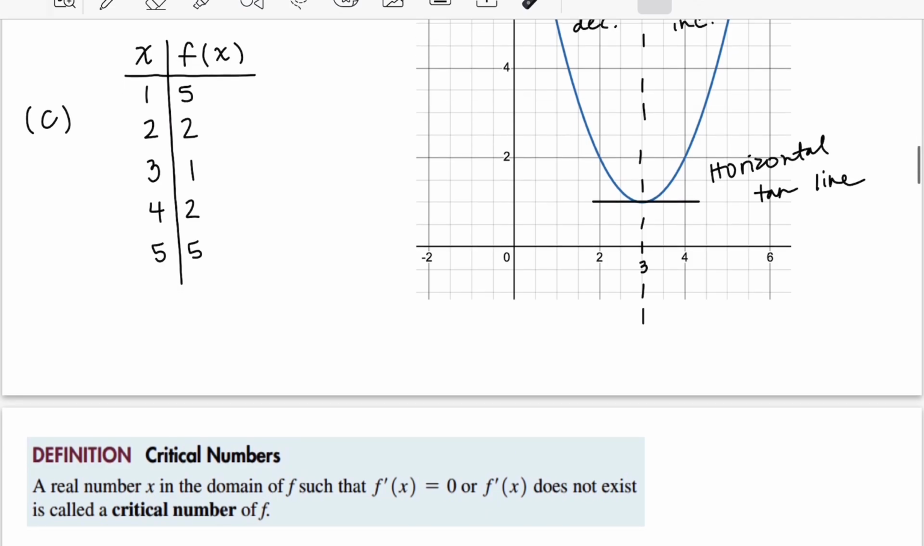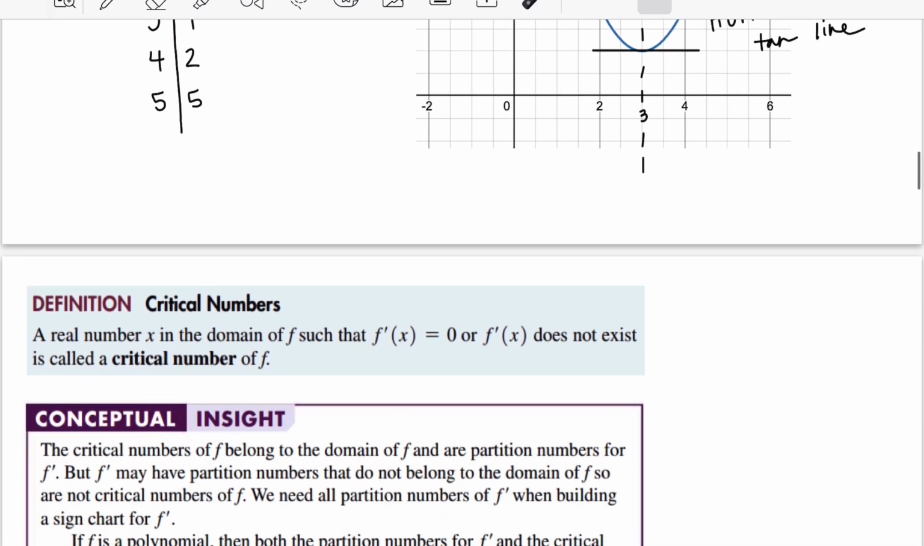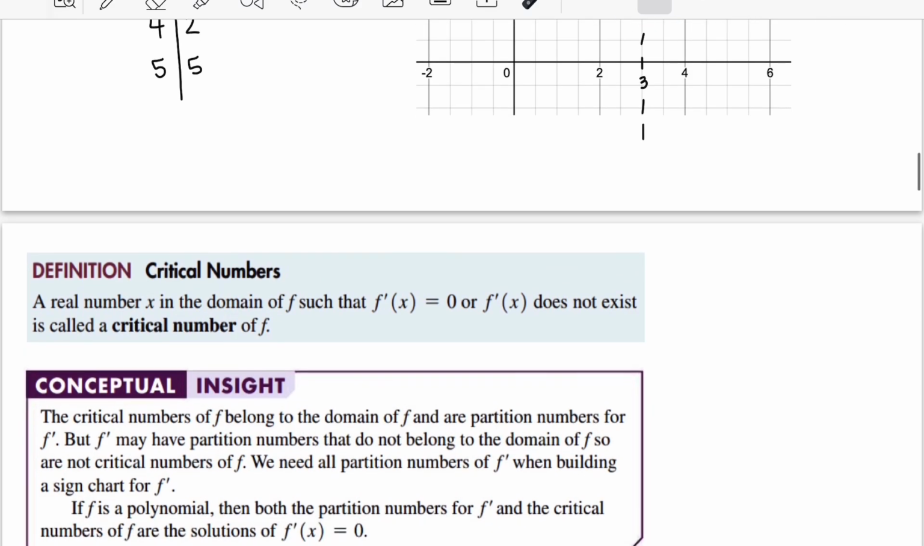Now, something to note here is this little conceptual insight that the book provides. Critical numbers of f are going to belong to the domain of f and are partition numbers for our derivative. However, there are some partition numbers of f prime that do not belong in the domain of f, so in that case, they would not be considered critical numbers. And something else to note here, if f is a polynomial, then both the partition numbers for f prime and the critical numbers of f are going to be the solutions of f prime of x equals 0.